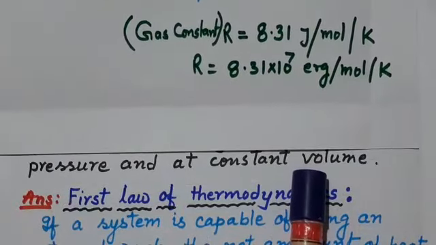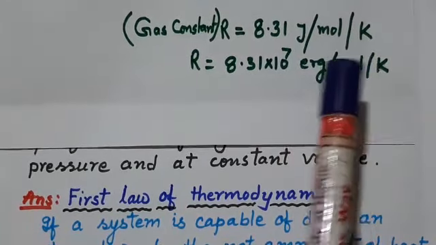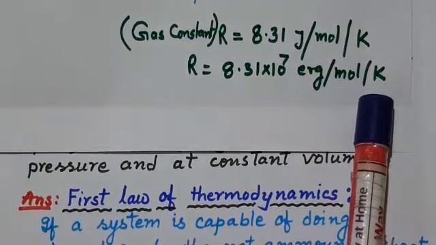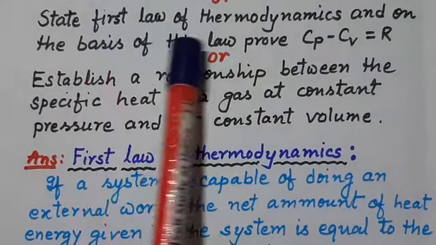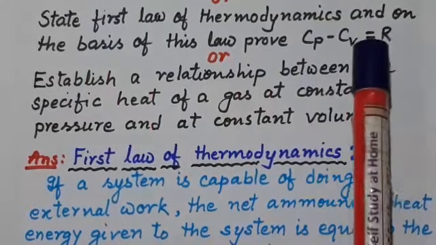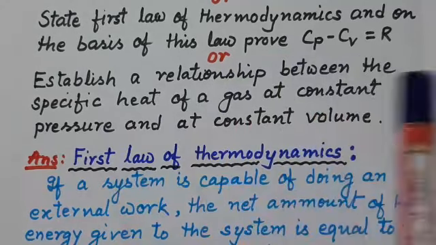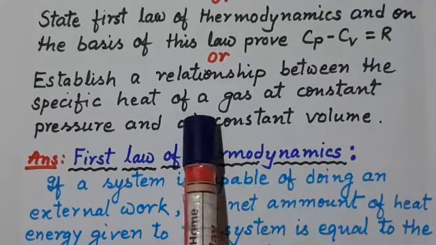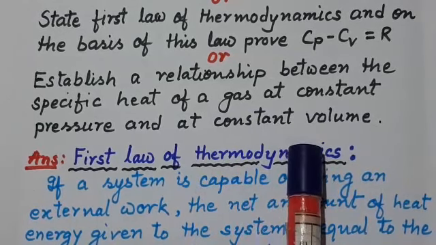And the value of R is 8.31 joule per mole per Kelvin, or 8.31 into 10 to the power 7 erg per mole per Kelvin. Now the question is: state the first law of thermodynamics, and on the basis of this law prove Cp minus Cv equal to R. This question can be stated as: establish a relation between the specific heat of a gas at constant pressure and at constant volume.